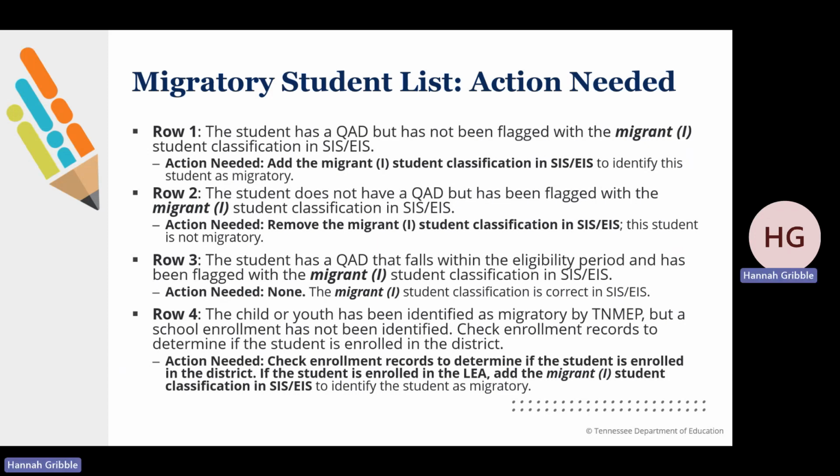Row 3, the student has a QAD that falls within the eligibility period and has been flagged with a Migrant I student classification in SIS, EIS. Action needed: none. The Migrant I student classification is correct in SIS and EIS. Row 4, the child or youth has been identified as migratory by TN MEP, but a school enrollment has not been identified. Check enrollment records to determine if the student is enrolled in the district. Action needed: check enrollment records to determine if the student is enrolled in the district. If the student is enrolled in the LEA, add the Migrant I student classification in SIS or EIS to identify the students as migratory.